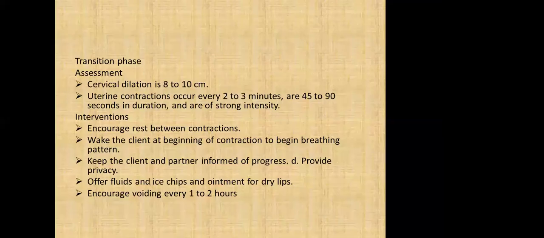You offer fluids, as we said in our previous slide, and then ice cubes, ointment for dry mouth and all that, and dry lips. You also have to encourage the woman to void every 1 to 2 hours. This is what we call the transition phase. And that brings us to an end on stage 1.